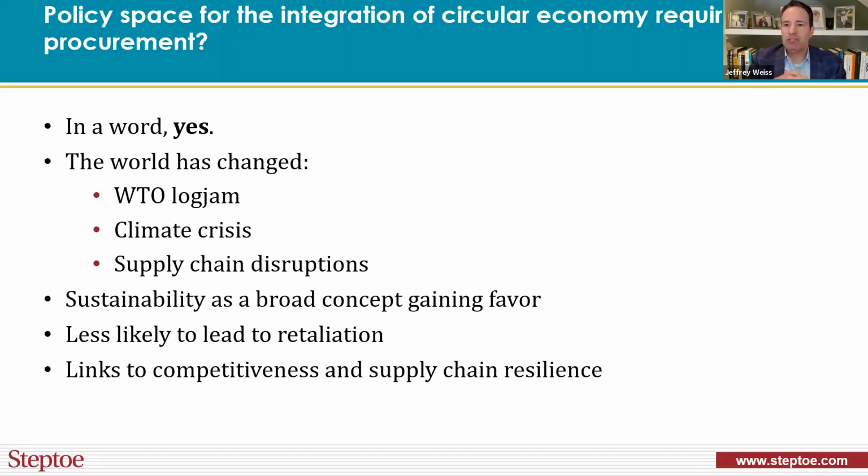Obviously, there are going to be some constituents that will not be persuaded by that and will need to be persuaded by the fact that there'll be economic benefits, but it's very important to distinguish that as distinct from the real legitimate objective for taking these kinds of measures. So clearly there's policy space, and there are definitely ways that you can craft these measures to make them consistent with trade agreements and also less likely to lead to retaliation.